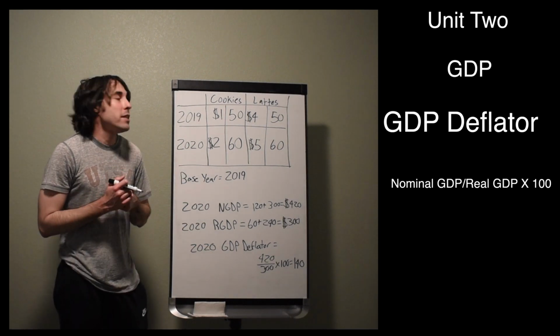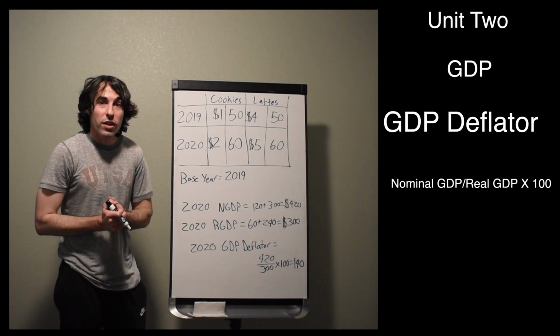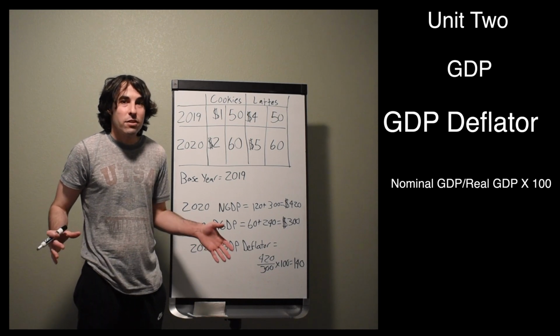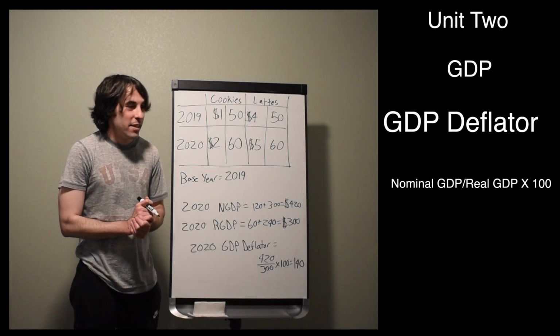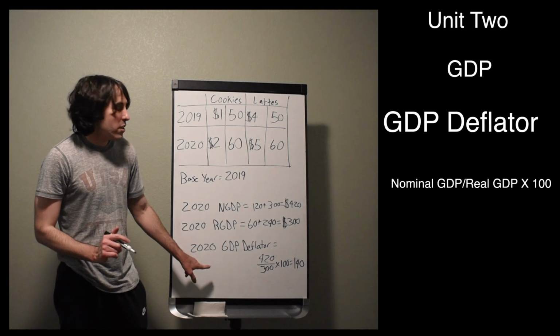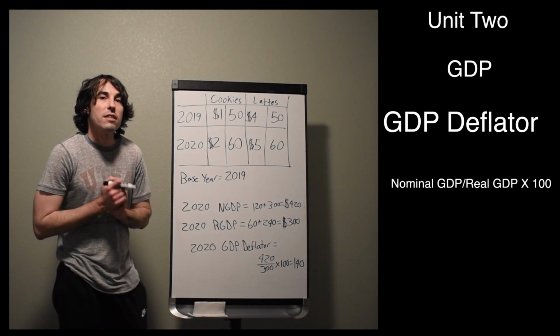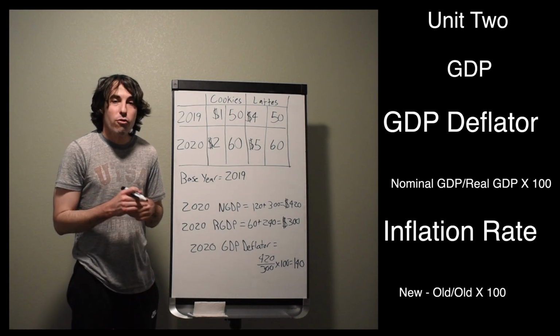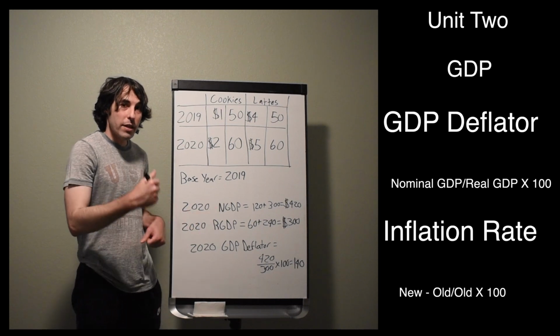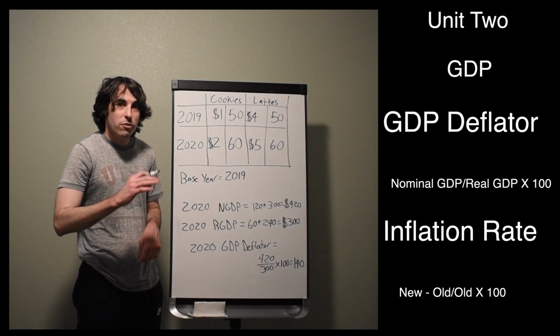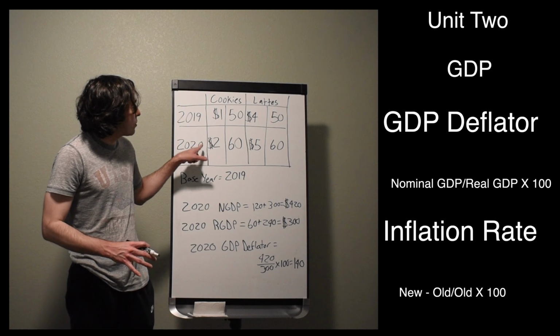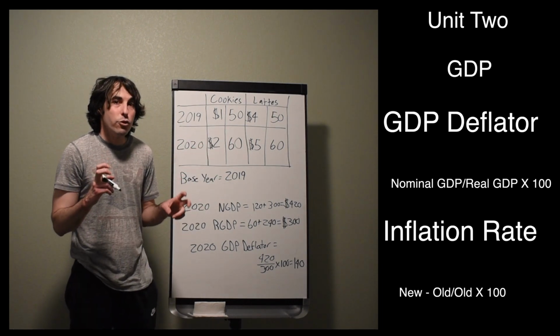I already know the GDP deflator for 2019 is 100 because that's the base year, and the base year is a lot like me. It always keeps it 100. And so now that I have these two deflators, I can actually use that to measure my inflation rate. It's that same old formula, just new value minus old value divided by the old value times 100. So between 2019 and 2020, 2020 is the new value.